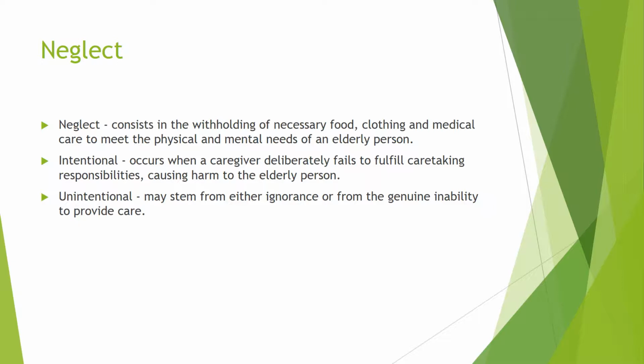Neglect consists of the withholding of necessary food, clothing, and medical care to meet the physical and mental needs of an elderly person. There are two types of neglect: intentional and unintentional. Intentional neglect occurs when a caregiver deliberately fails to fulfill caretaking responsibility, causing harm to the elderly person. Unintentional neglect may stem from either ignorance or from the genuine inability to provide care.